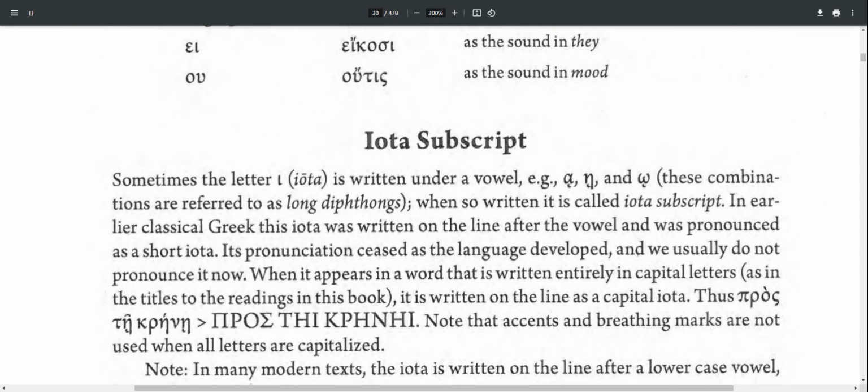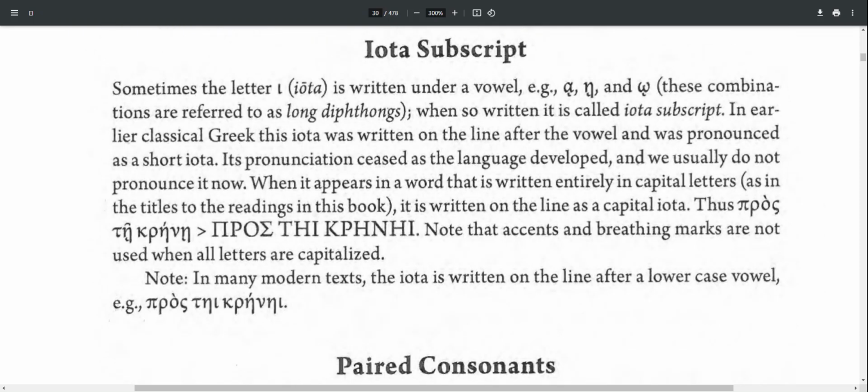And you have iota subscript. What is the iota subscript? Iota subscript was a way that the grammarians thought to recover a sound that was not written anymore and was not pronounced anymore, but in some way it was useful for grammar, and at some time it was pronounced.